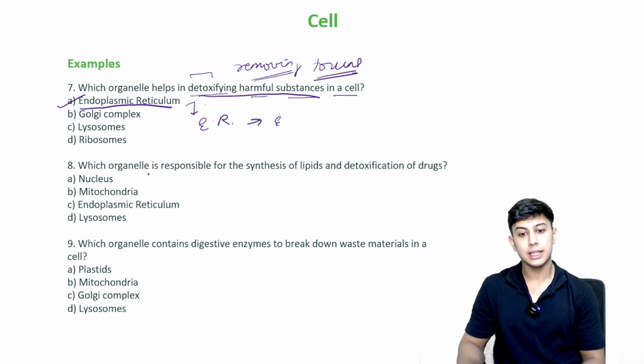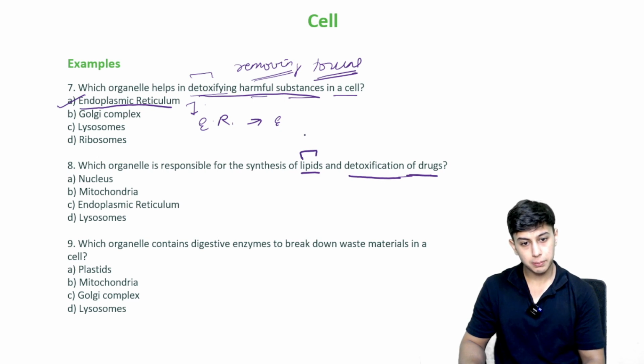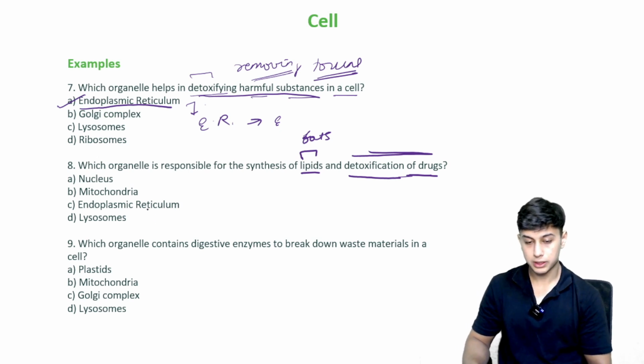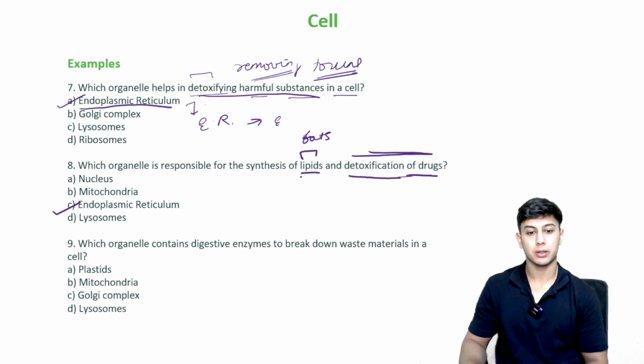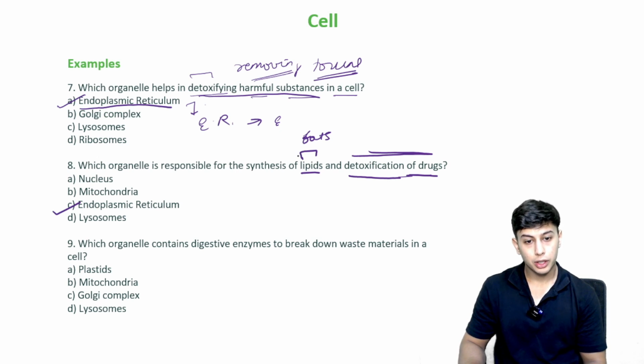Which organelle is responsible for the synthesis of lipids and detoxification of drugs? Synthesis of lipids was fats, and detoxification of drugs. So A, nucleus, B, mitochondria, C, endoplasmic reticulum, or D, lysosomes. The correct option is option C, endoplasmic reticulum. It will synthesize lipids and also detoxify drugs.